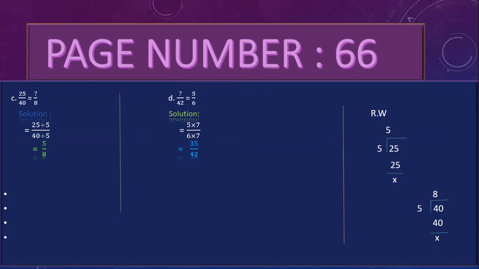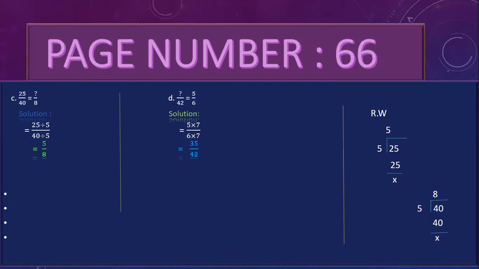8 fives are 40. It means that we also divide 25 with 5. When you divide 25 with 5, you see that the number is 5. So the missing number over here is 5, and the new fraction or the required fraction is 5 over 8.